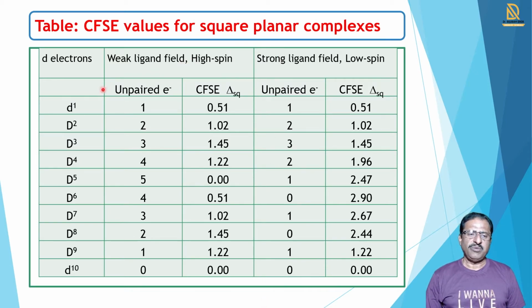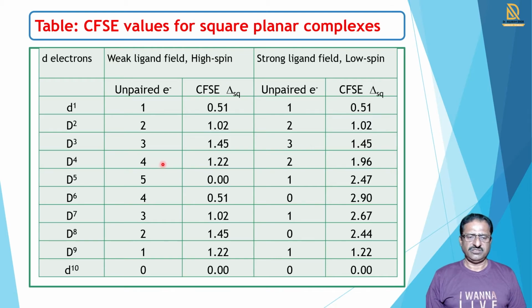In the square planar complexes also we take the different d cases, from d1 to d10, and we see how many unpaired electrons are present in the weak field complexes and what is the CFSE, then in strong field complexes and its CFSE. So in the d1 case, one unpaired electron is present and its CFSE is 0.51. In strong field also 0.51. In the d2 case, CFSE is 1.02. In strong field also the same. In the d3 case, in strong and weak field, CFSE is the same.